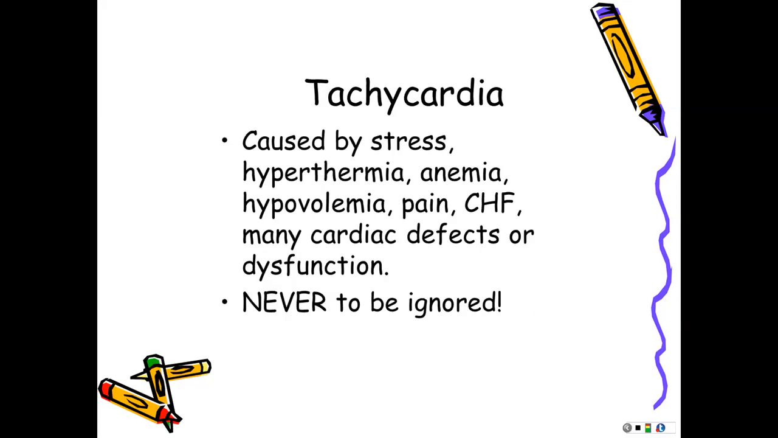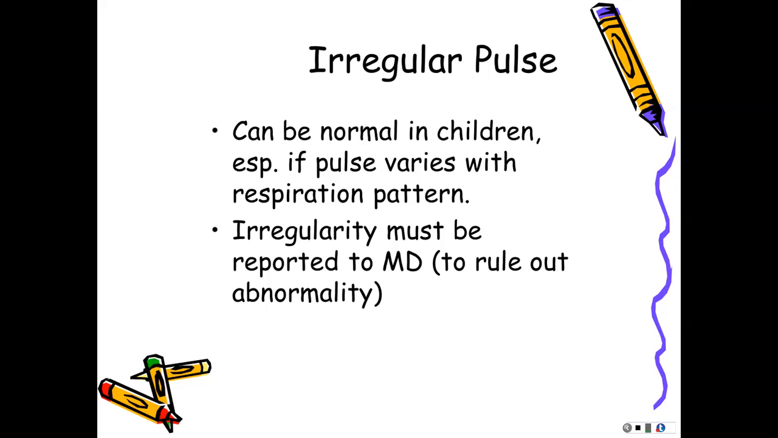So bradycardia and tachycardia both need to be looked at. Brady, much more severe, and usually the last thing before they code. Just like you can have an irregular respiratory pattern, you can also have an irregular pulse, and in many children this is normal.